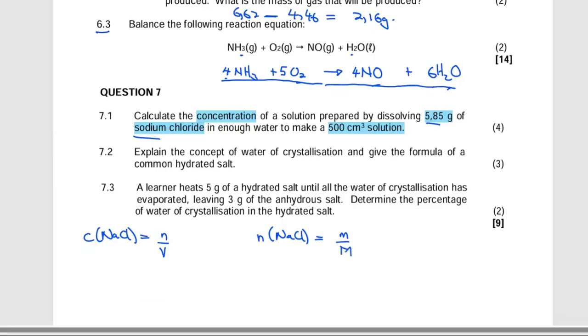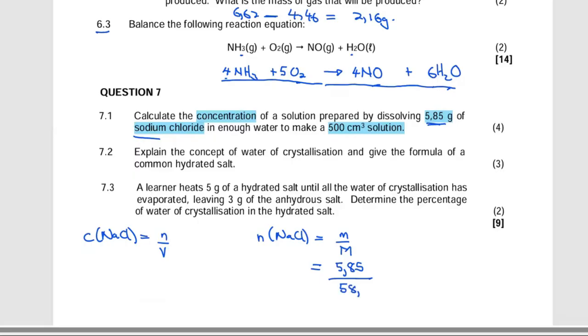Please make use of your data sheet. Be wise in terms of that. Just copy the formula as it is. The mass that is given there is 5.85, so it's 5.85 all over the molar mass of sodium chloride. Your sodium is going to be 23 plus 35.5. So I'm going to get a value of what?